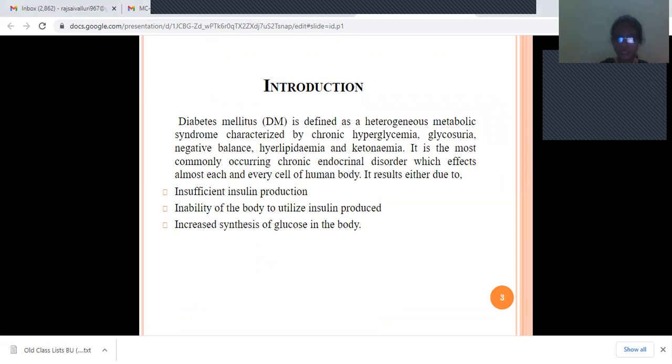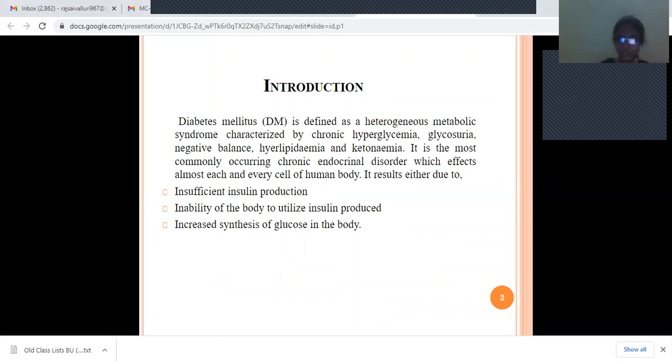So before discussing what anti-diabetic agents are, let's discuss what diabetes is. Diabetes is defined as a heterogeneous metabolic syndrome characterized by chronic hyperglycemia and glycosuria, negative nitrogen balance, and hyperlipidemia. It is the most commonly occurring disorder, which affects each and every cell of the human body. It results either from insufficient insulin production, inability of the body to utilize the insulin produced, or increased synthesis of glucose in the body.